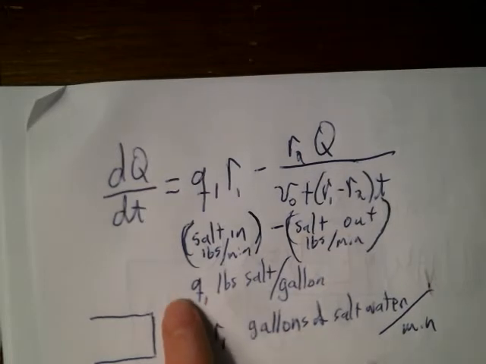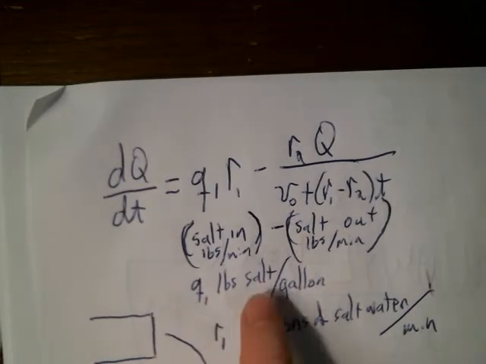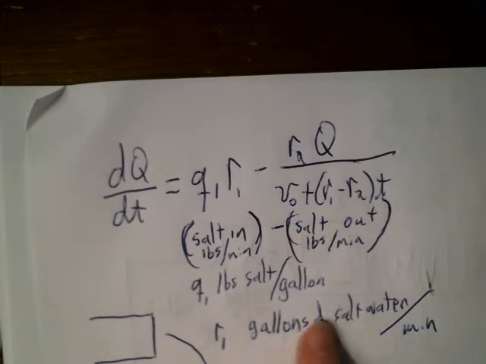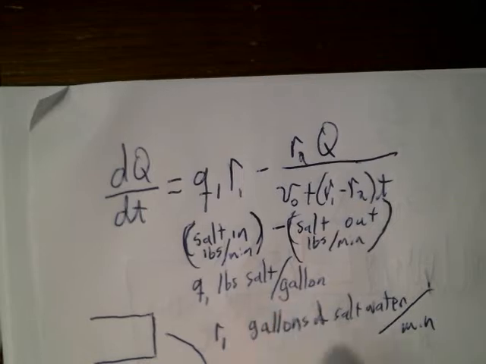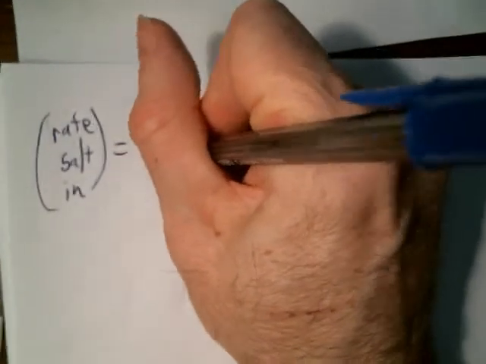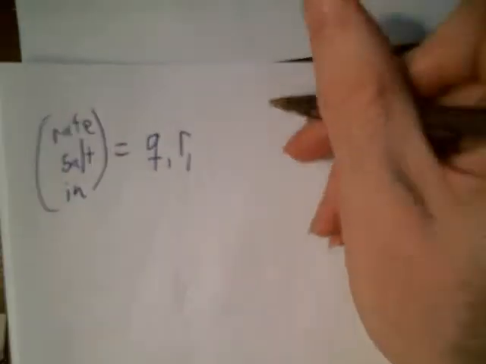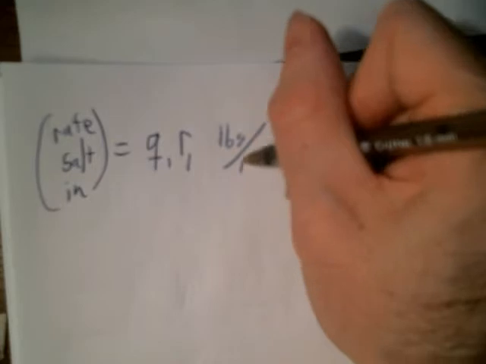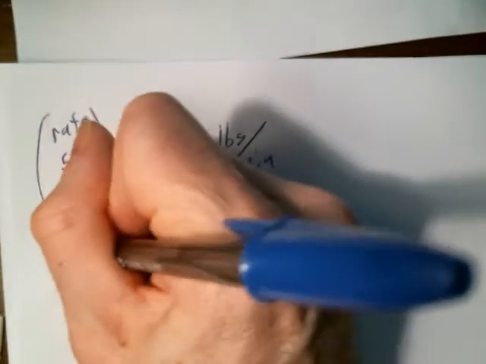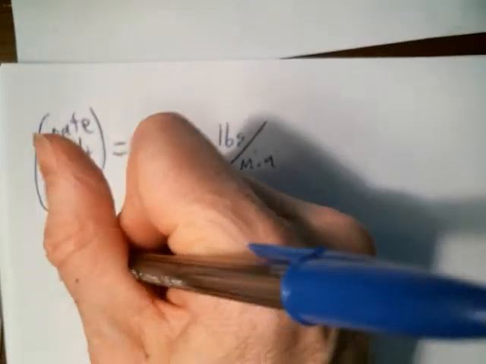So note, if you just multiply this Q1 times R1, what are the units? You're going to get salt in pounds per minute. And that's exactly what we want. So the rate of salt going in is just going to be Q1 times R1, and that will be in pounds per minute when all is said and done. Then the rate of salt going out is kind of the same thing.